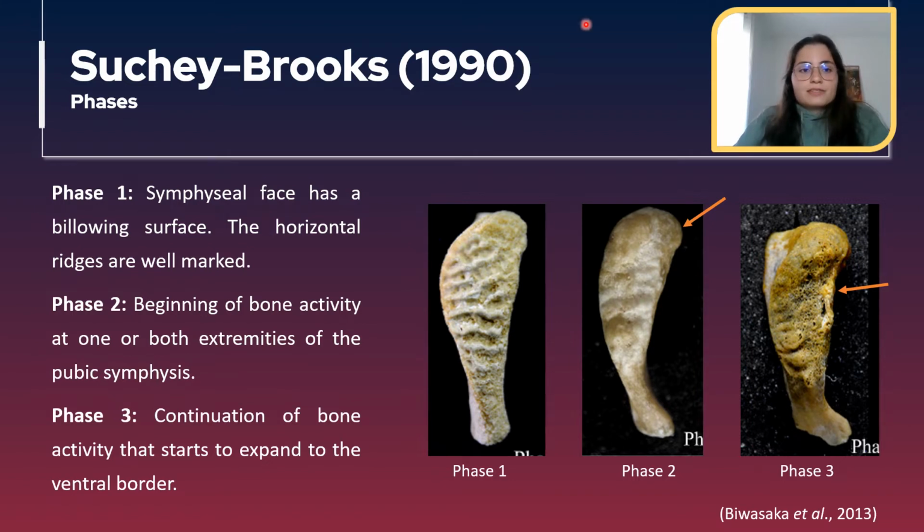Then in phase 3 happens the same that was happening in phase 2. There's the continuation of bone activity that starts to expand to the ventral border. As you can see in this image, this part, the extremity, doesn't have the ridges anymore, and also now this part doesn't have them.